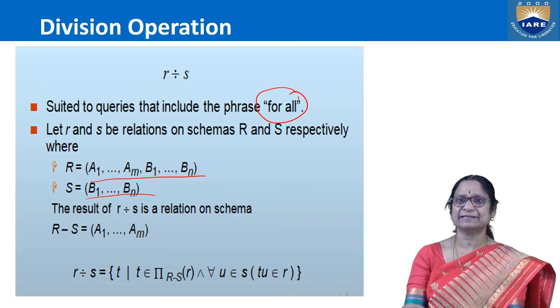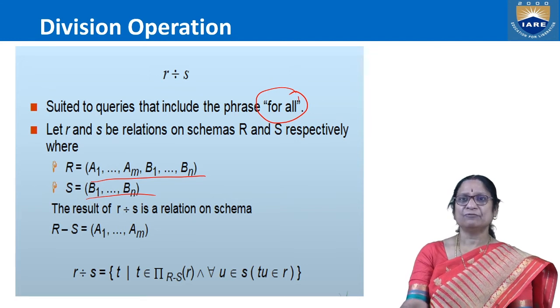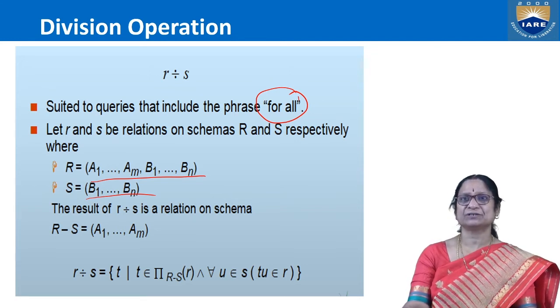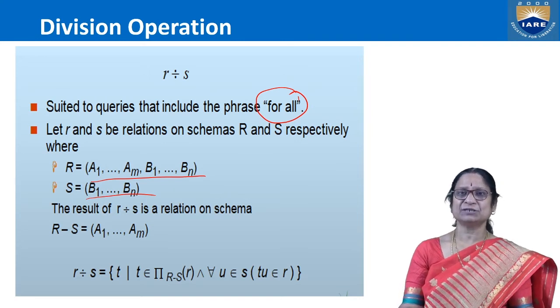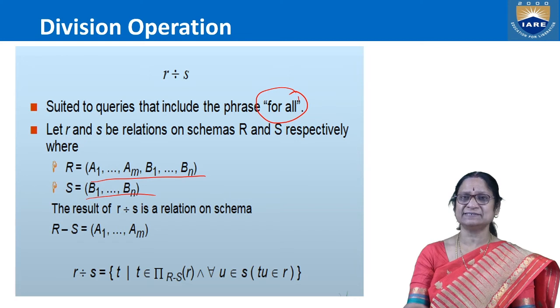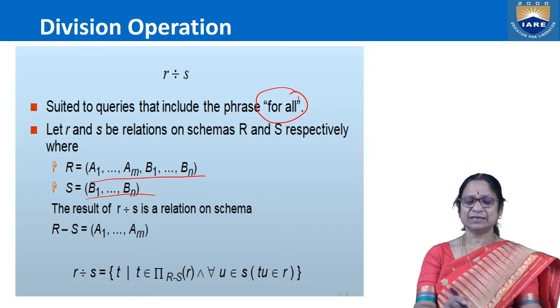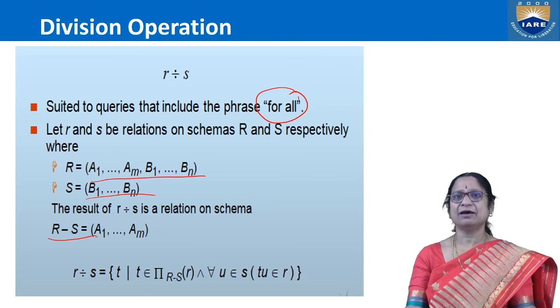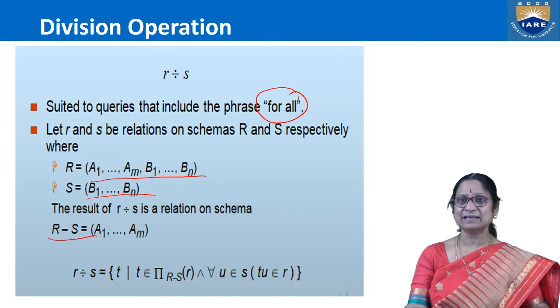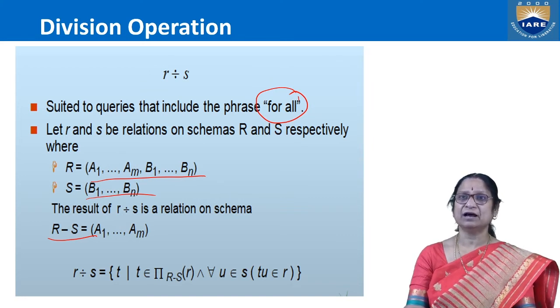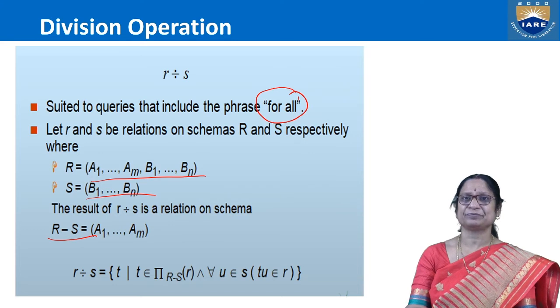R divided by S. So what is the result of this operation? As we are discussing, the result of any operation must be a relation. A relation means it consists of both the relation schema as well as the instance. So the relation structure will be capital R minus S. That is, the result of R divided by S consists of all attributes of R which are not in S. Those are resulted. That is the schema of R divided by S.